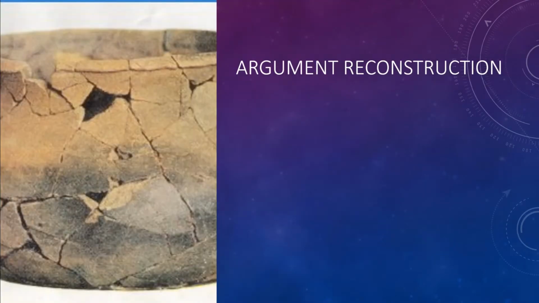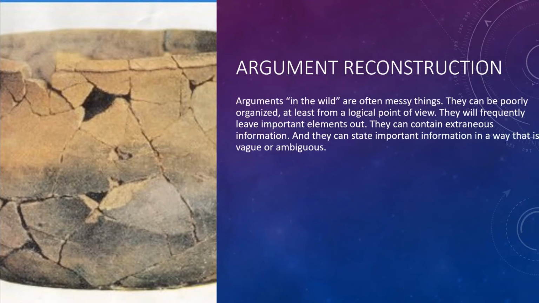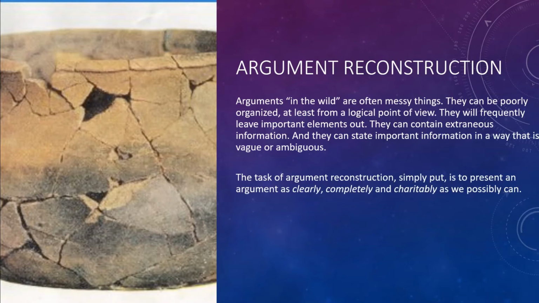Now let's take a look at argument reconstruction. Arguments in the wild are often messy things. They can be poorly organized, at least from a logical point of view. They'll frequently leave important elements out. They can contain extraneous information, and they can state important information in a way that is vague or ambiguous. The task of argument reconstruction, simply put, is to present an argument as clearly, completely, and charitably as we possibly can.